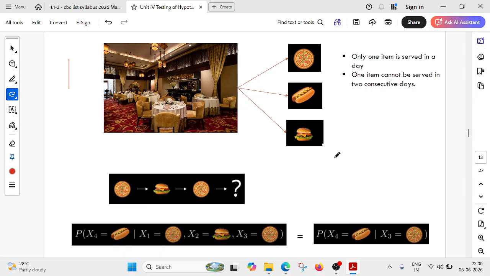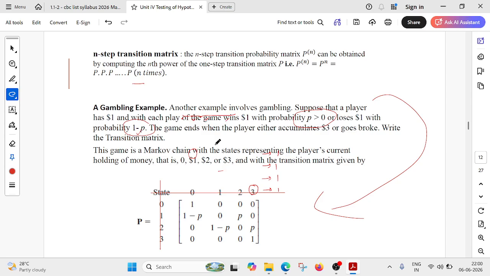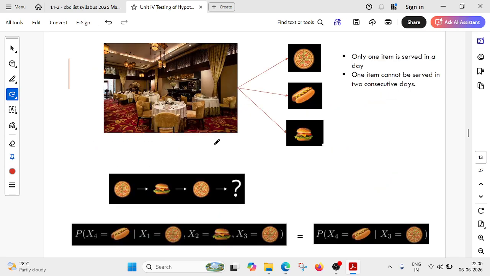Now I have given that example. Only one item is served in a day. This is the previous one, I think I didn't keep that, but anyway, you can see it based on the pictures also. Only one item is served in a day, and one item cannot be served on 2 consecutive days. So this is what the problem indicates, right? Now where is it applicable? In a hotel, right?